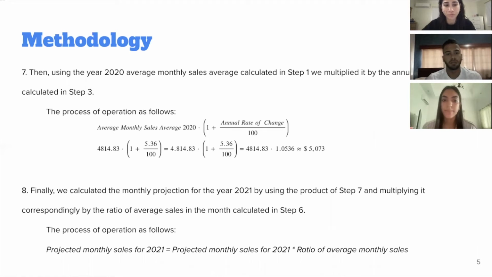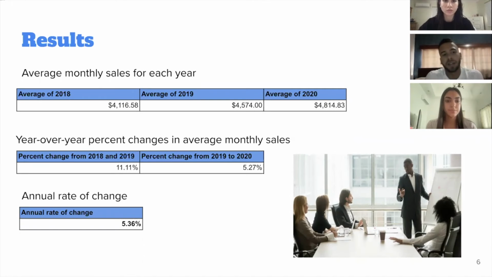And finally, we calculated the monthly projection for the year 2021 by using the product of step 7 and multiplying it by the ratio of average sales in the month calculated in step 6, which was projected monthly sales for 2021 equals the projected monthly sales times the ratio of average monthly sales. So using the methodology that my classmate Gabriella said, we got the following results.